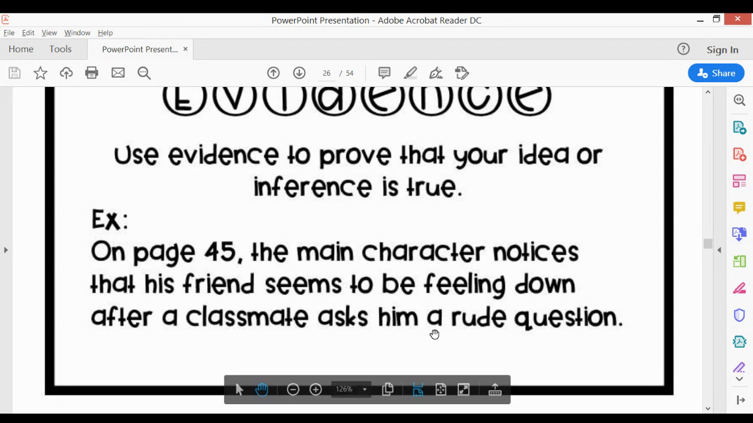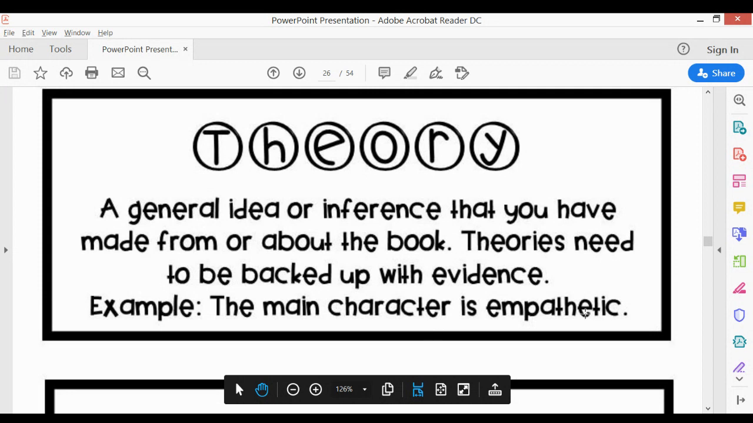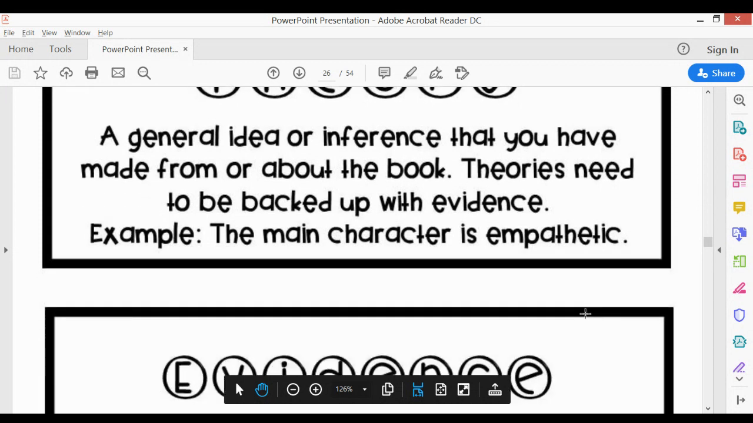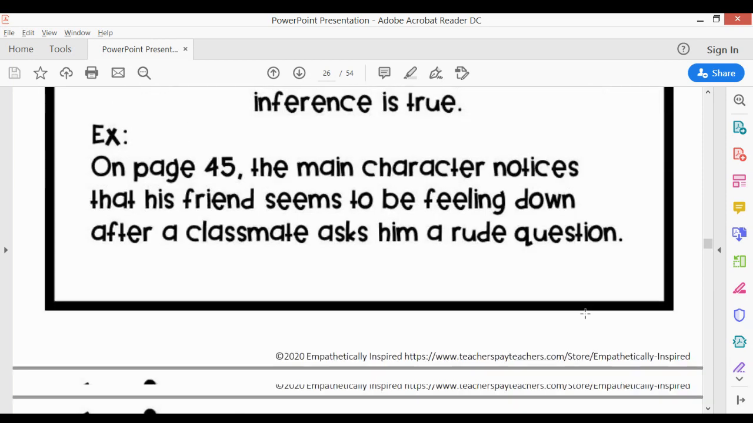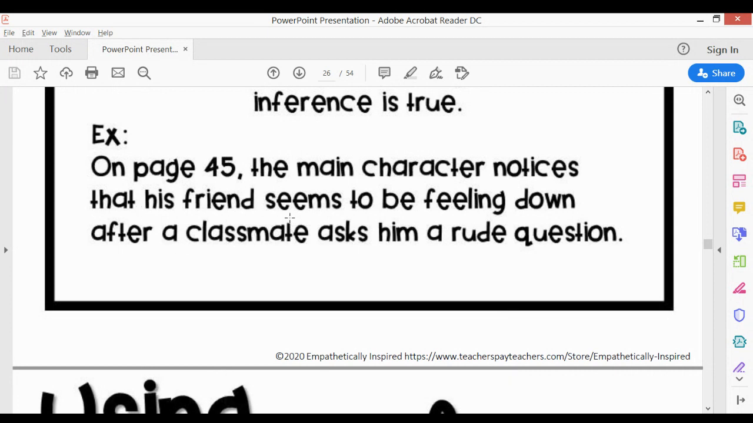So then you write out the because part of the answer. Yes, the main character is empathetic, but why do you feel that way? You have to try to convince me that you're right by giving me evidence. Why? Because he has a friend that he notices that's feeling down after a classmate asked him a rude question.